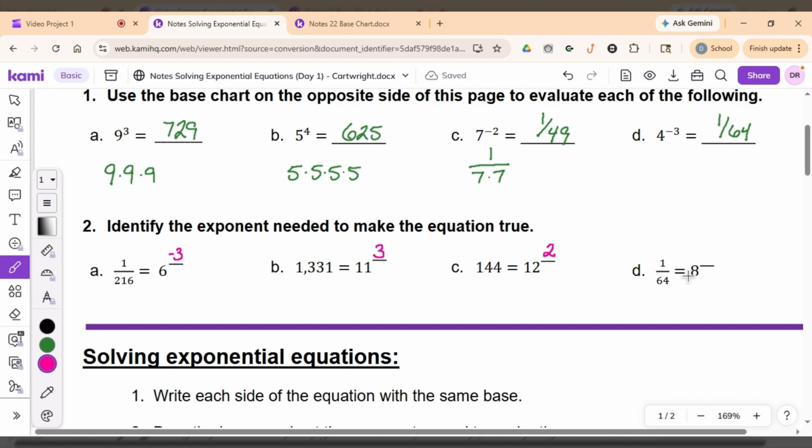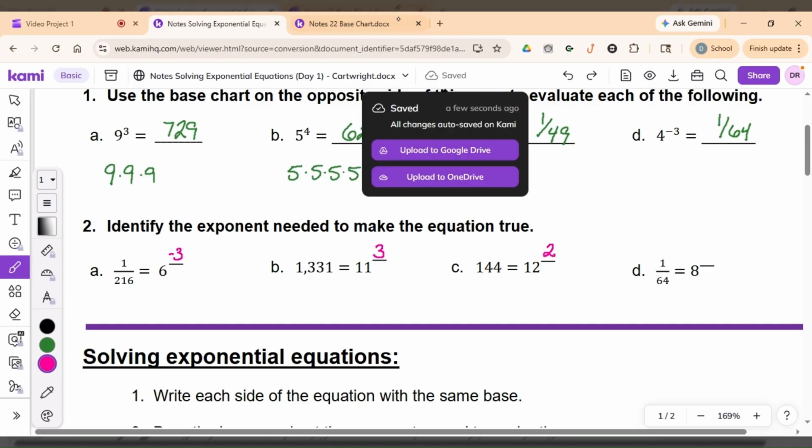And the last one is 1 over 64. Now, we saw that just above here, right? You see how there's a 1 over 64 in both of these places? Up top, when we said 1 over 64 was 4 to the negative third. But down here, I'm suggesting that it could also be a base of 8. So if we go to our row that says 8, we're going to find the exponent that would also make this true.